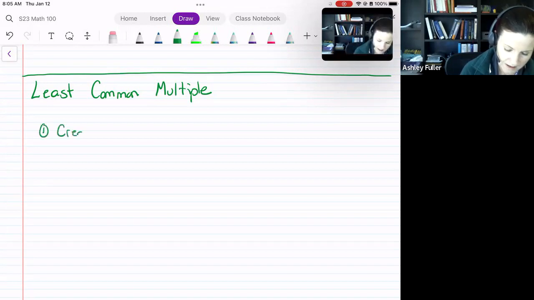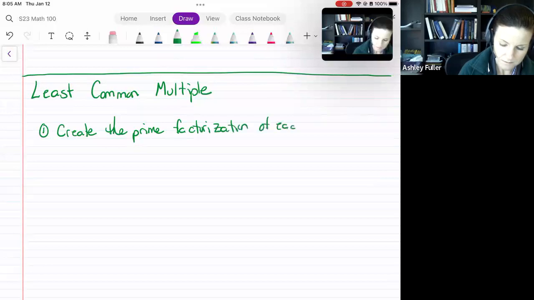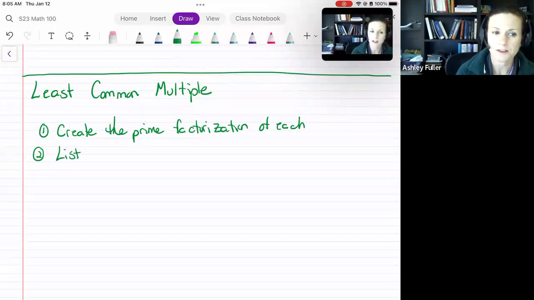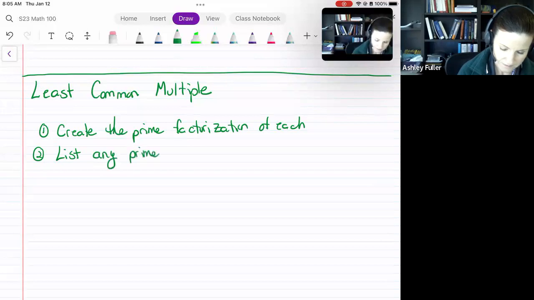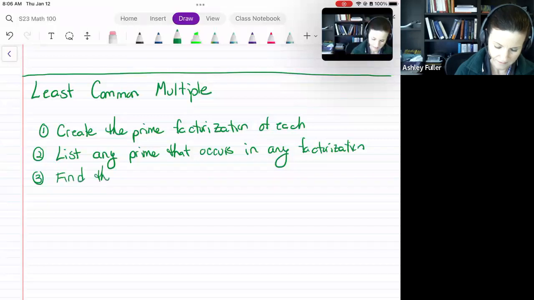We can create the prime factorization of each. We can list any prime that occurs in any of the factorizations. And finally, we can find the product of that list.